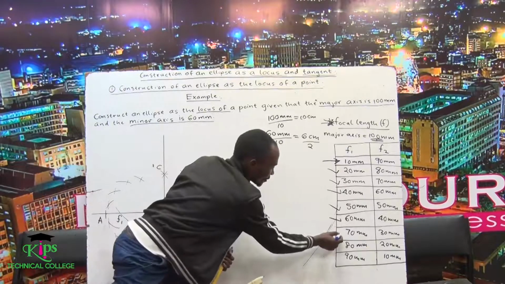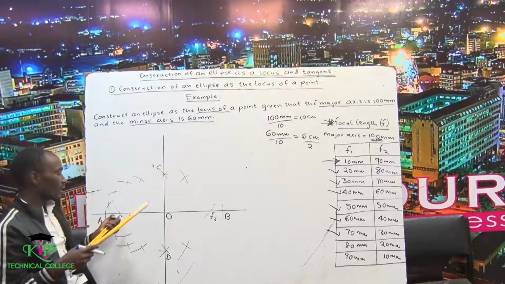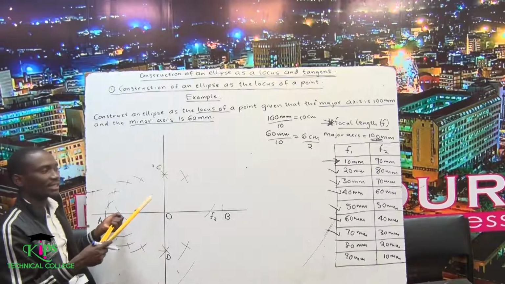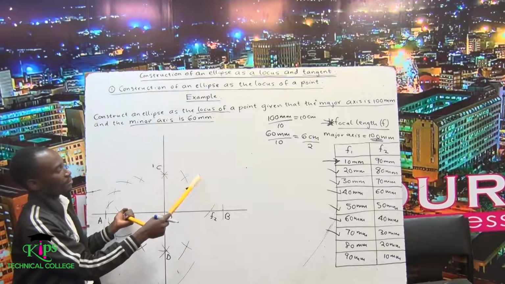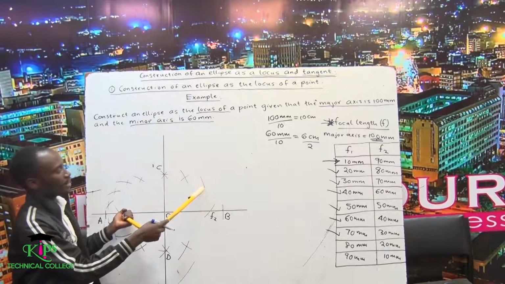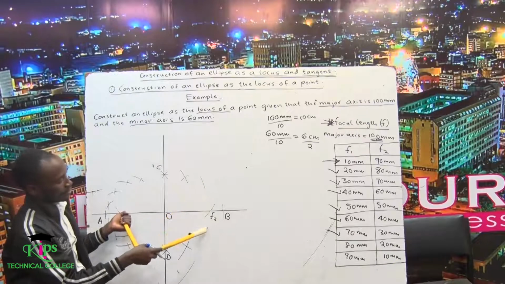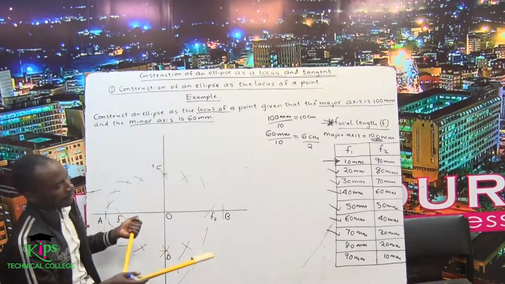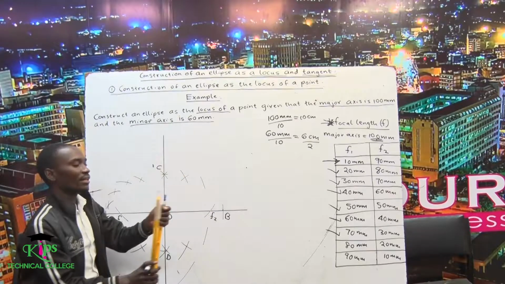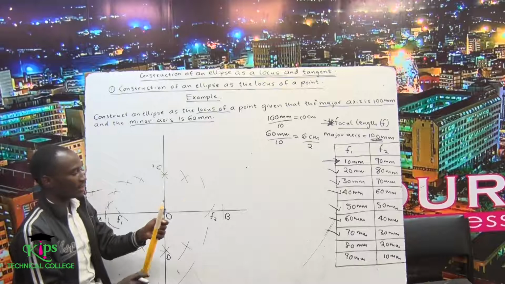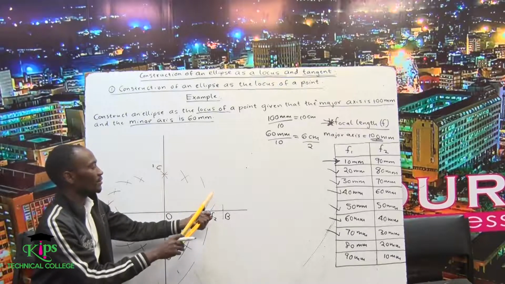Then we have 70 by 30. So F1 70. I should measure 70 millimeters with your compass. Put a mark. Put another mark below there. By 30. 30 is F2. So measuring 30, which is 3 centimeters, then stepping at F2.